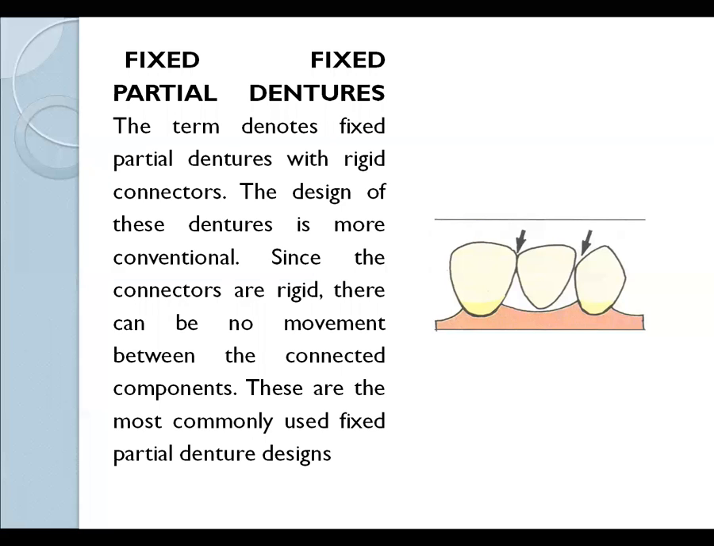The next type of the fixed partial denture is the rigid fixed partial denture. The term denotes the fixed partial denture with rigid connectors. The design of these dentures is more conventional. Since the connectors are rigid, there can be no movement between the connected components. These are the most commonly used fixed partial denture designs. Here you can see the rigid connectors. That's why it is called a fixed partial denture. This is a commonly used design in day-to-day practice.